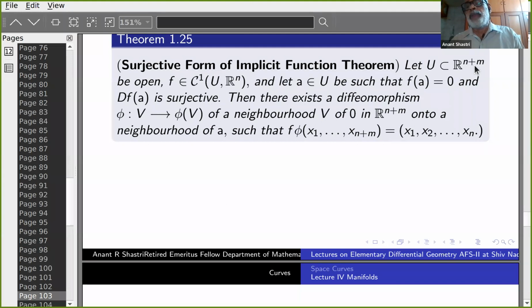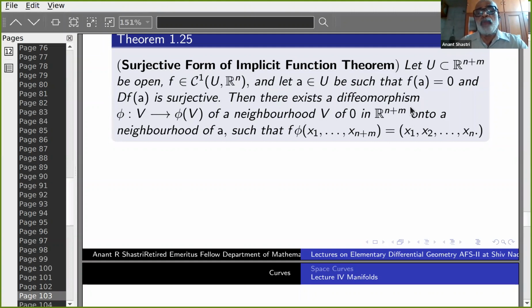This is n plus m, and that is n. So this is bigger. That just doesn't mean that it's always surjective. We can assume that it's surjective. That is a possibility, because anyway, the dimension of this one is bigger. Okay, this is a linear map, remember.